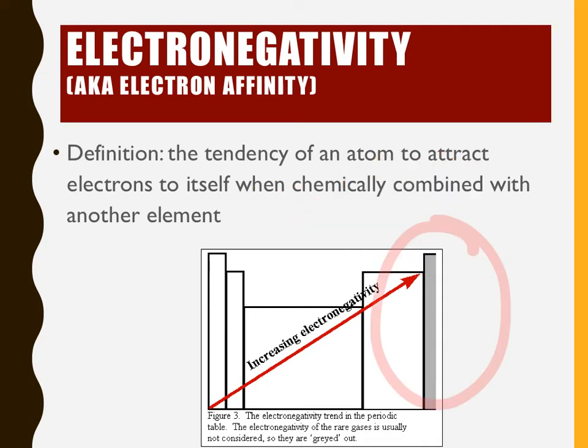Notice with the trend, it actually doesn't even reach the noble gases. That's because the noble gases do not chemically combine with other elements and therefore would not be considered to have an electronegativity. You can't measure something that doesn't exist.